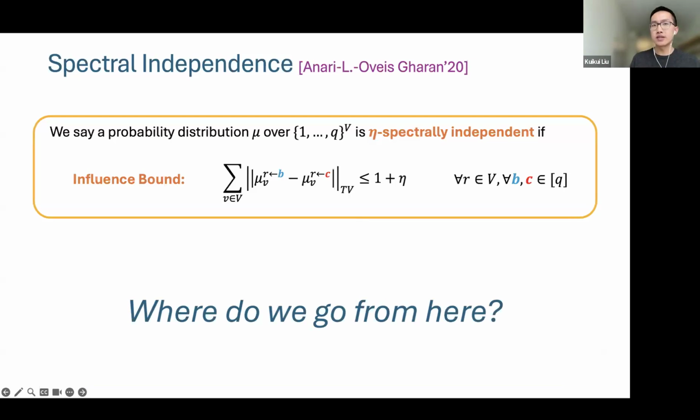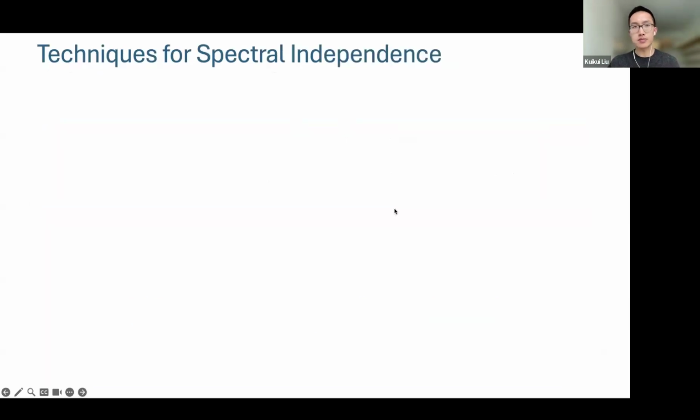Okay, so we have this notion of spectral independence. This is a property of the underlying stationary distribution of the Markov chain. Okay, but where do we go from here, right? We need tools to establish this property.